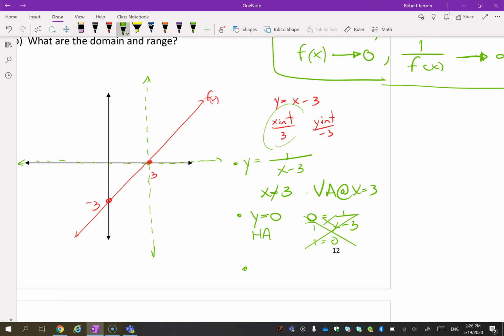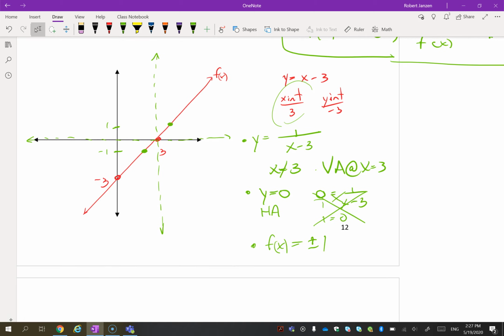Okay, next step. Where is the red graph? Where is f of x equal to plus or minus 1? Well, negative 1 is about here. Positive 1 is about there. Those are what we call invariant points, because if you go 1 over 1, it's still 1. If you go 1 over negative 1, it's still negative 1. So those are invariant points.